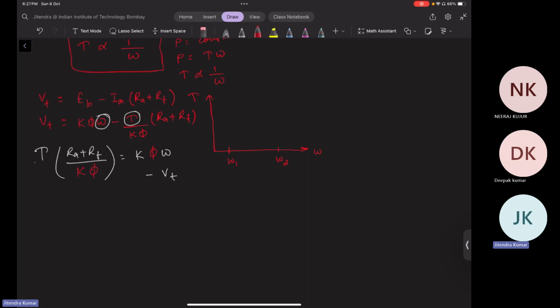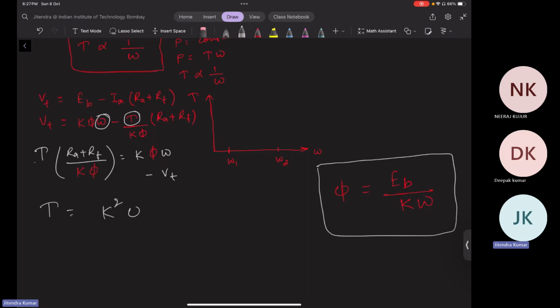Now what I am going to plug in here at the place of phi is equal to EB by K omega. Okay, you agree? This expression you can recall, right? Yes, sir. Now further torque we can write as K square phi square omega divided by RA plus RF minus VT into K phi divided by RA plus RF.